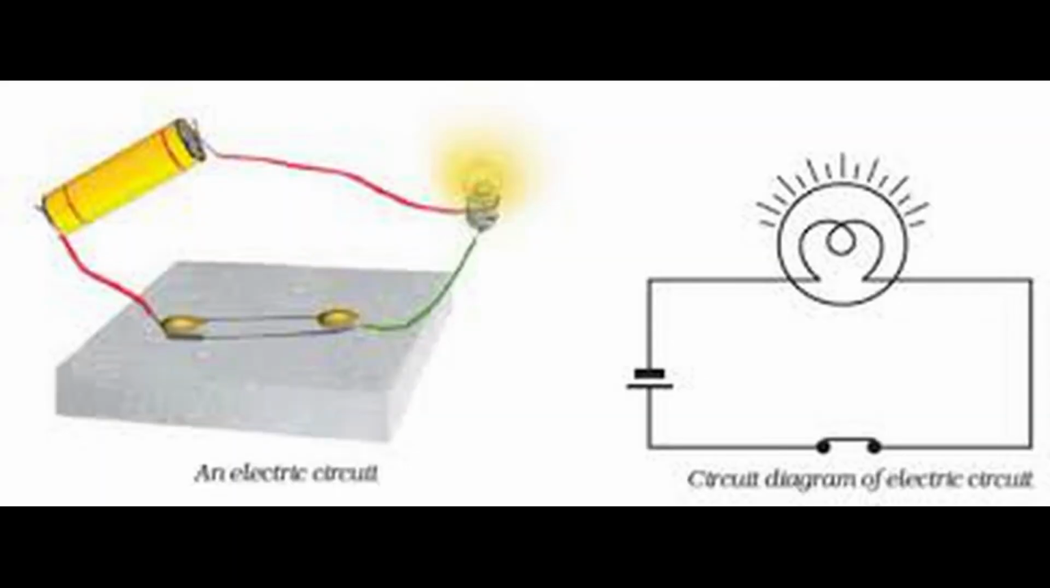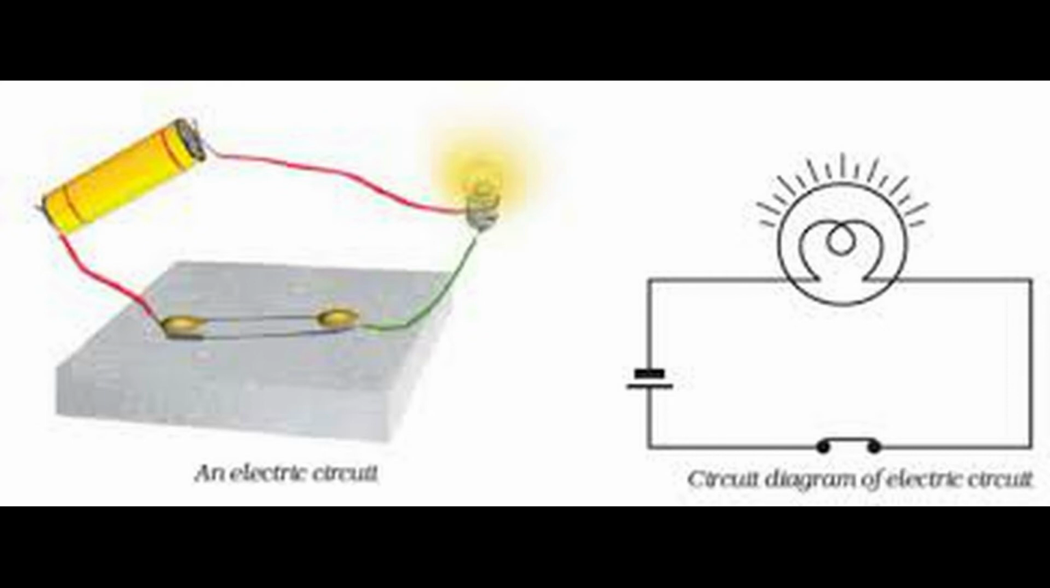Now you can see an electric circuit in this slide. You can make your own electric circuit by using a battery, a cell, a bulb, two wires and a connecting device. When you connect this properly with a cell, the bulb will glow. You have to learn the circuit diagram of the electric cell using the symbols. You can see different symbols.